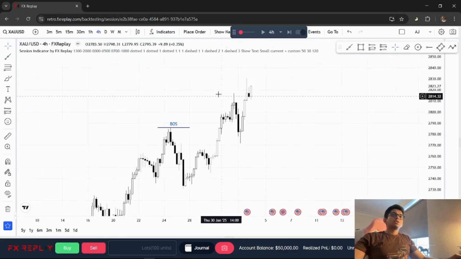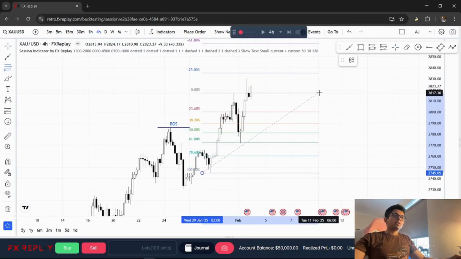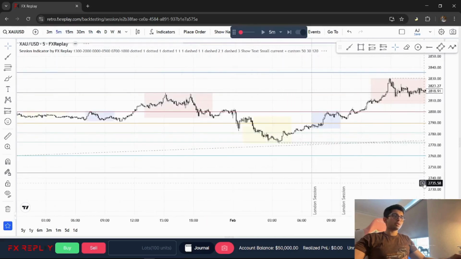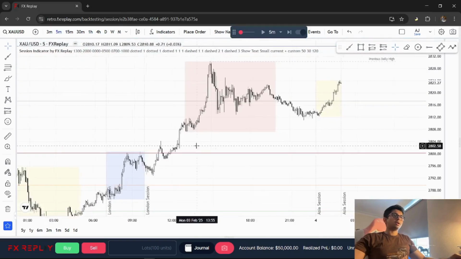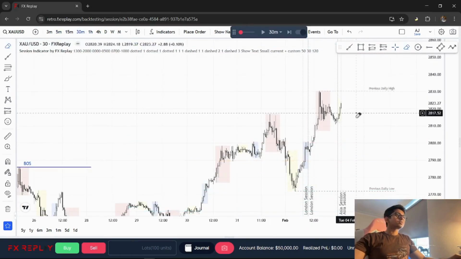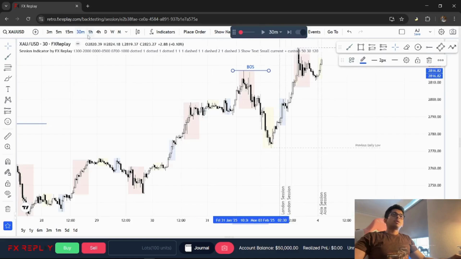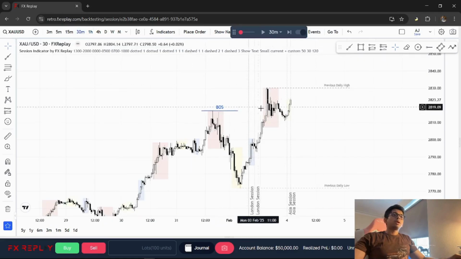There we go. So what it just did is react from this level, but I don't think it gave any confirmation to enter. Yeah, there we go. It just tapped in and then straight away rallied to the previous high. Another thing, it broke past the previous 1-hour high, break of structure there.